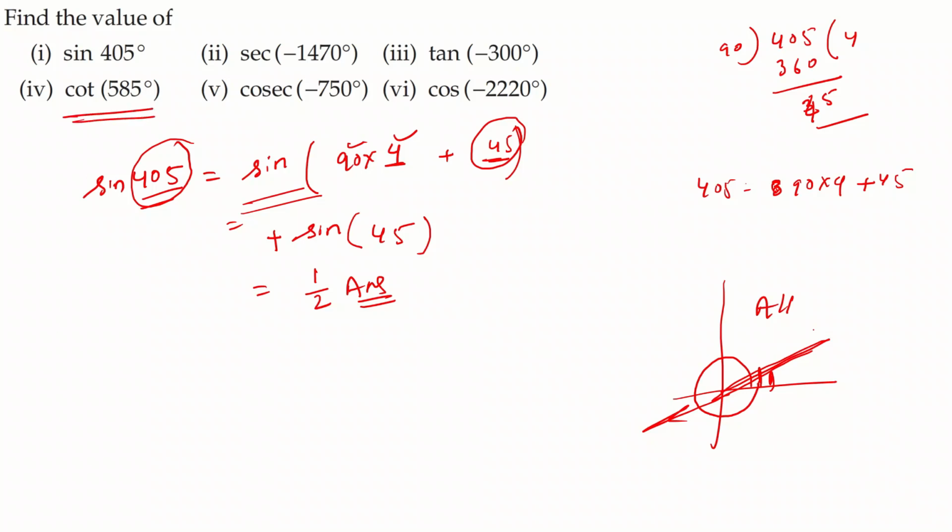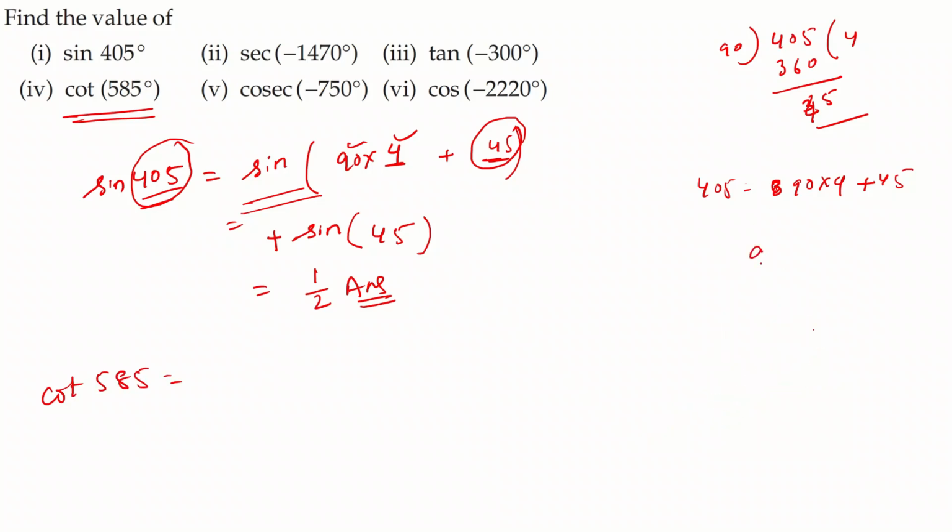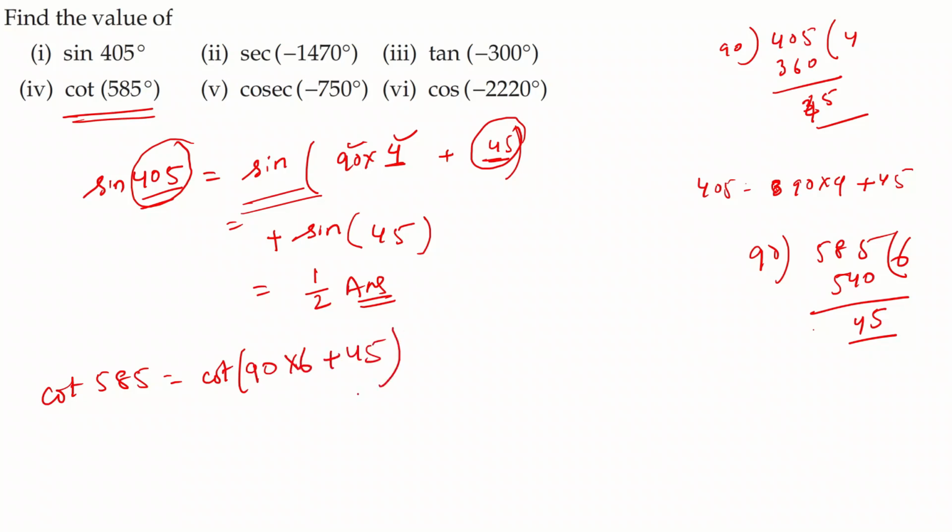Cot 585 degrees. First, our task is to split this 585. So I'll erase this. 90 when it divides 585, what do we have? 9 4s are 36, 9 5s are 45, 9 6s are 54. So 9 6s are 540. So the remainder is again 45. Good. So we have got 90 times 6 plus 45.